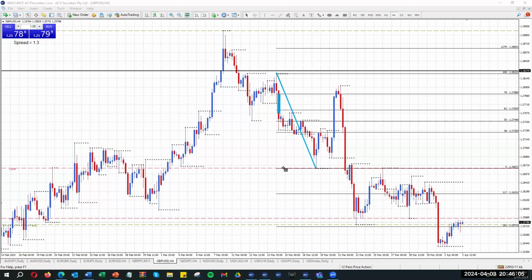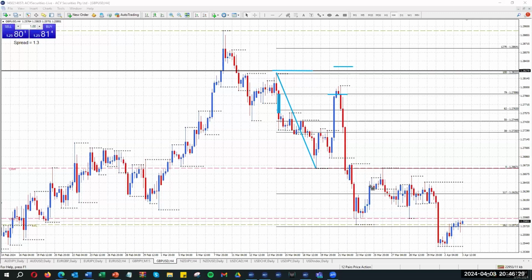So we come up. This is exactly the same as what the euro dollar did to the 79% level. You could have been selling at the 79% level because that level there is where the imbalance gets filled. Stop above here. I would have put it just above the resistance area.